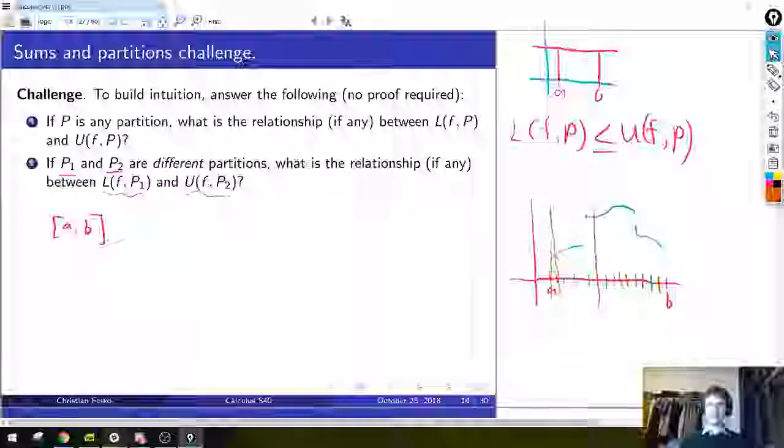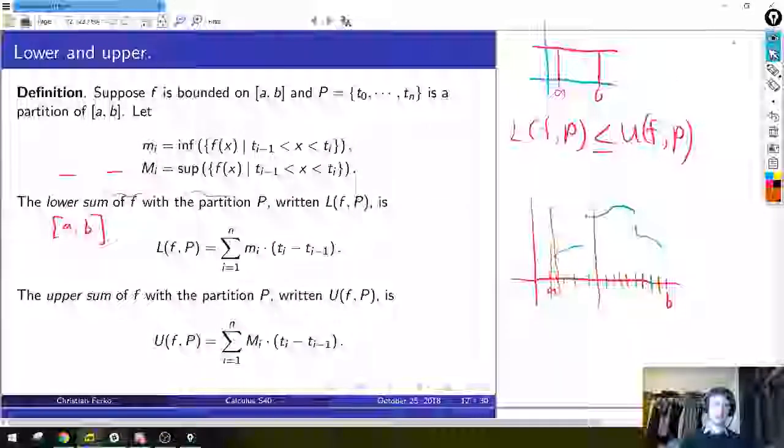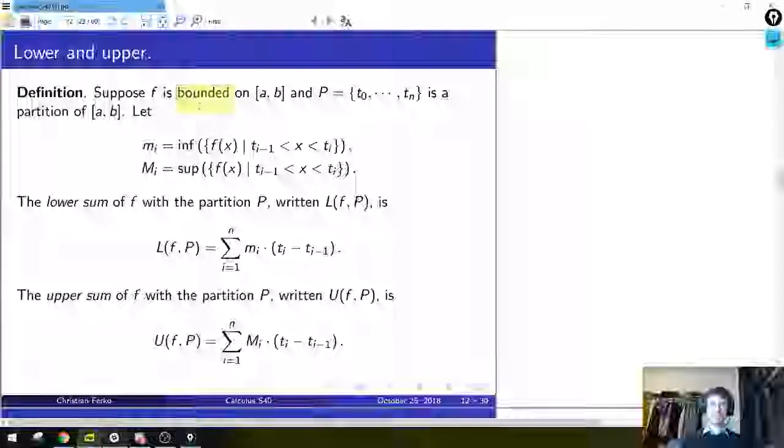So I snuck in a word. I snuck a word past you. This word, bounded, right? So we only define these for bounded functions. Remember, bounded means there exists some number m such that everywhere on the interval the function is less than m. So tangent is not bounded because it runs off to infinity, right? There's no number m such that tangent is always less than m because it has a vertical asymptote.